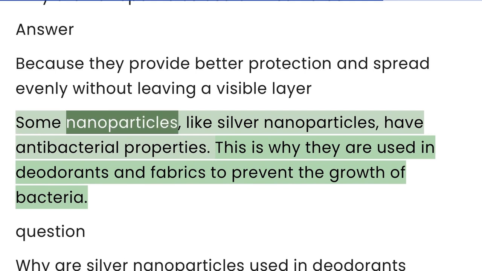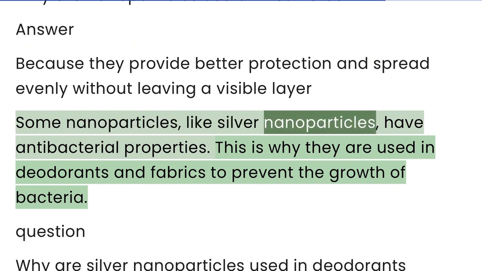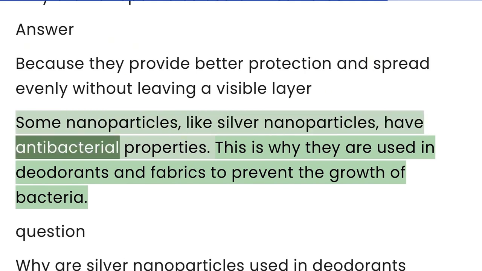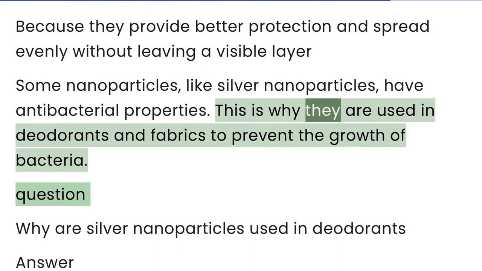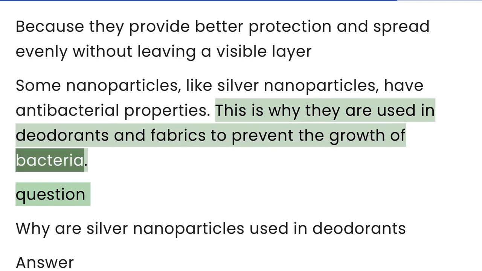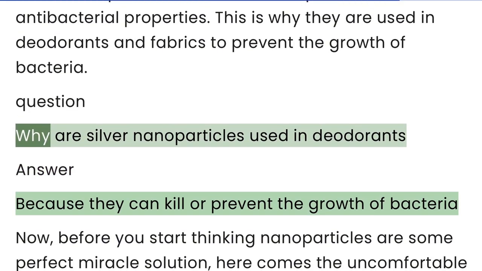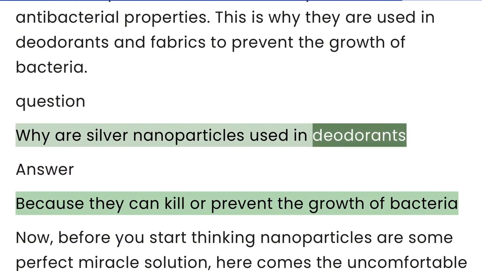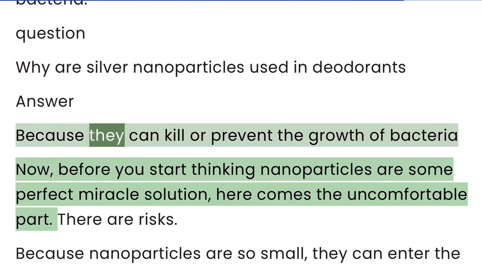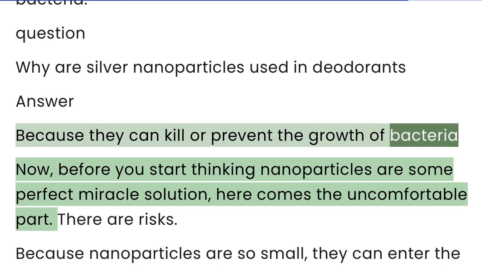Some nanoparticles, like silver nanoparticles, have antibacterial properties. This is why they are used in deodorants and fabrics to prevent the growth of bacteria. Question: why are silver nanoparticles used in deodorants? Because they can kill or prevent the growth of bacteria.